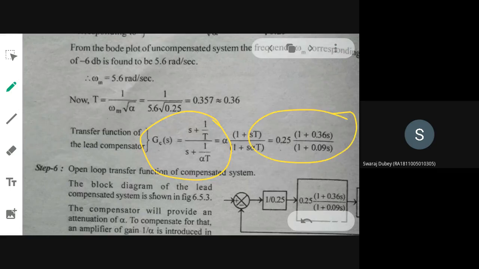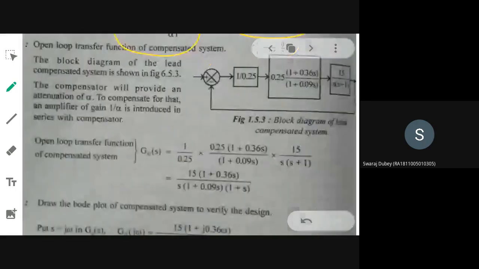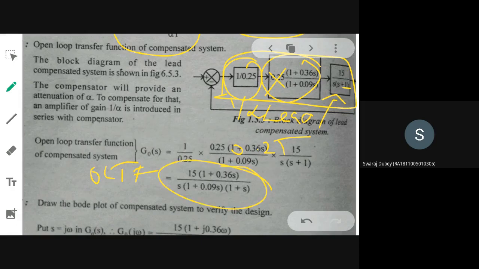Now I have to include that into the existing system. Earlier I was having only this system. To that, in series, I have added this lead compensator. But I don't want to have this attenuation factor. So in order to eliminate that, I am adding 1 by alpha. So I will cancel out that 0.25, and I will obtain the OLTF. All the parameters are connected in series, so I will just multiply all these things to find out the OLTF. So this is my OLTF.